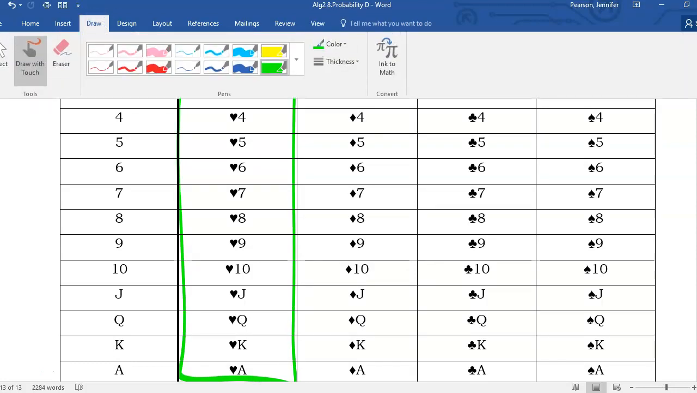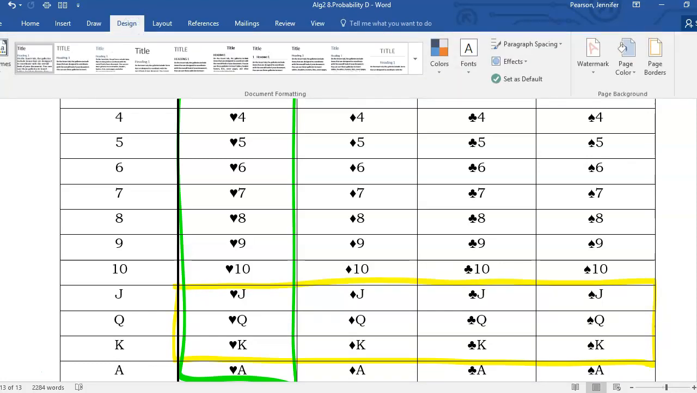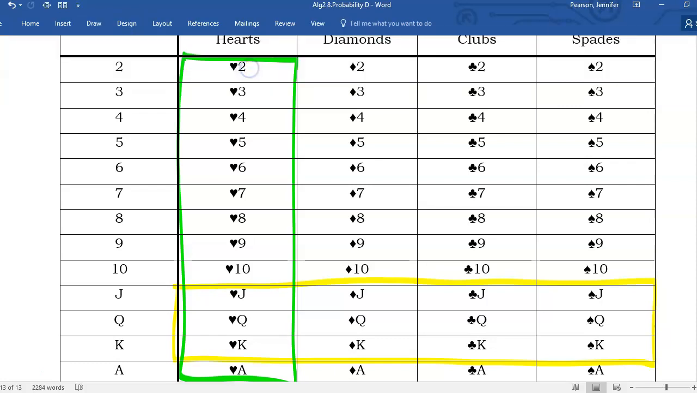And then my faces are my J, Q, K. So here are my faces, and there are 12 faces. But notice I double counted 3 here: 1, 2, 3. So I'm going to add up my hearts plus add up my faces, but then also subtract the overlap. Okay?